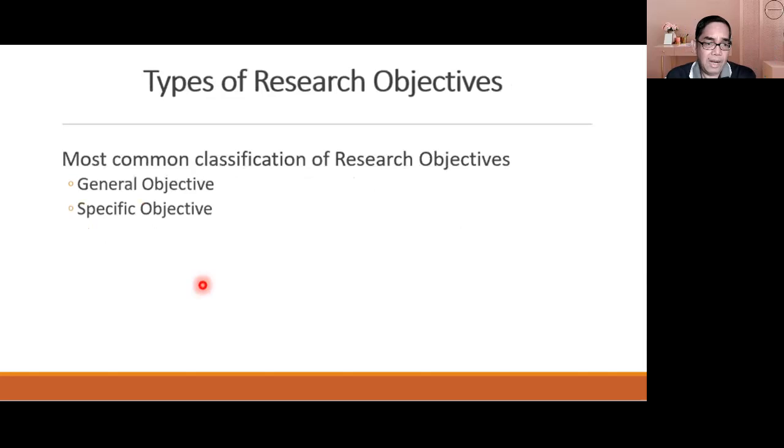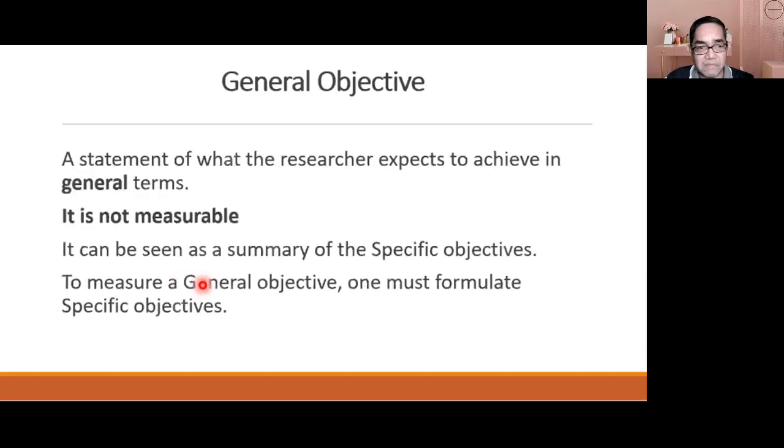Now, you already know this, the most common classification of research objectives, the general and the specific objectives, except that still, I don't know why, this is a very common classification, and yet a lot of people seem to be confused with the difference between the general and the specific objectives.